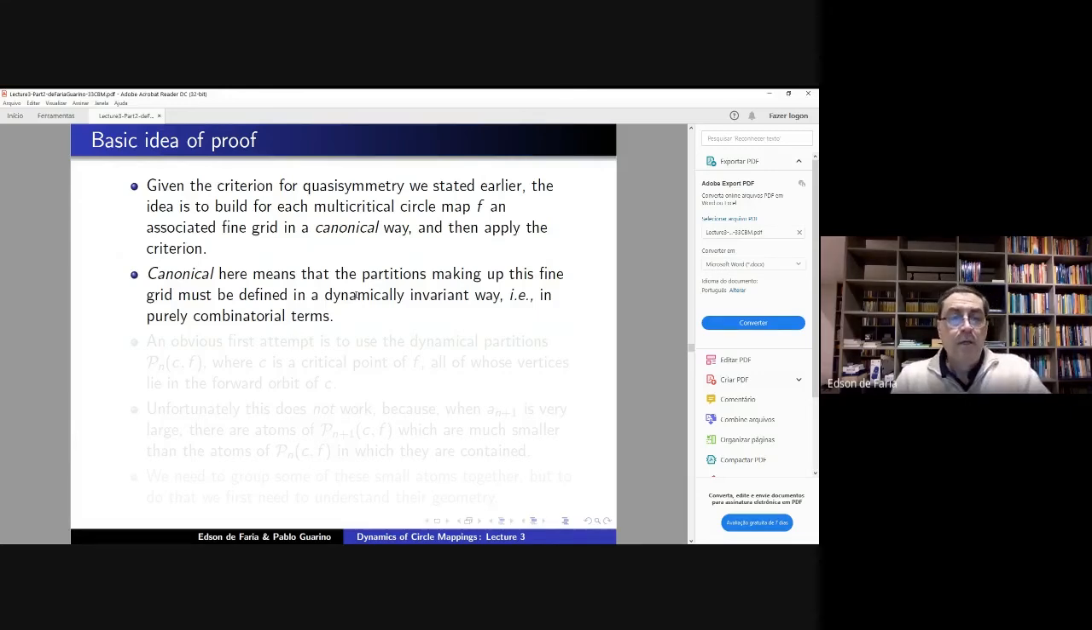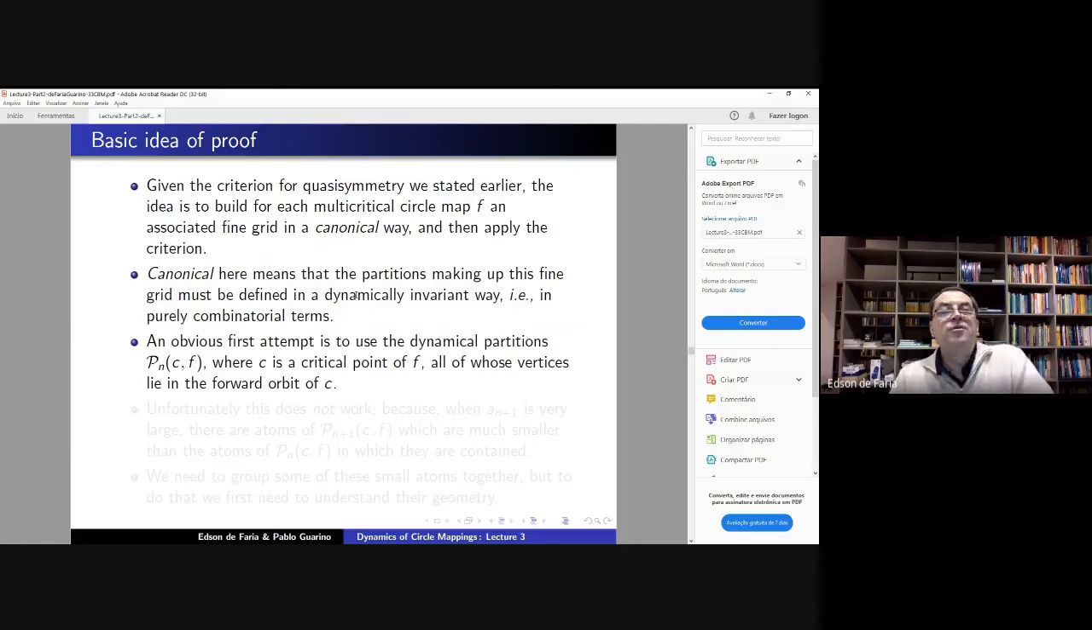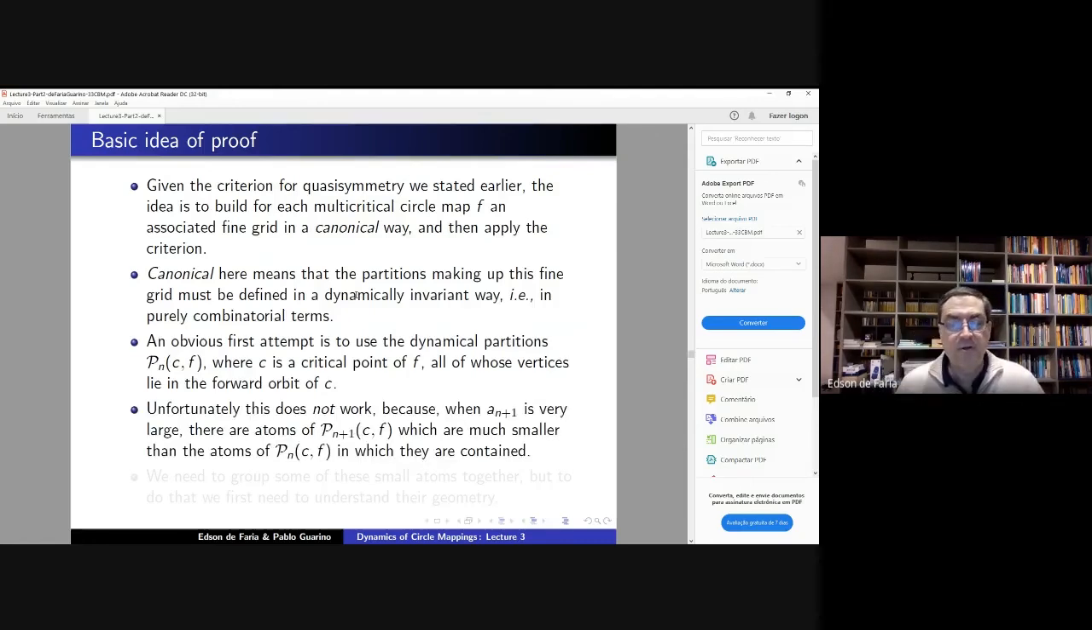All right, so one first attempt would be, let's use the dynamical partitions, right? Maybe taken collectively, they constitute a fine grid, but this is not going to happen unless the rotation number is of bounded type. Because if the rotation number has unbounded type, there will be many moments where the partial quotient of the continued fraction expansion at that moment is very large.